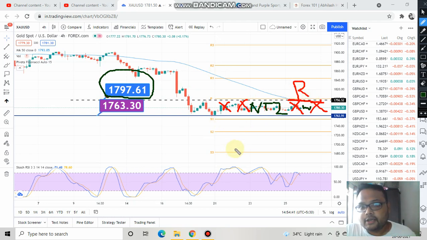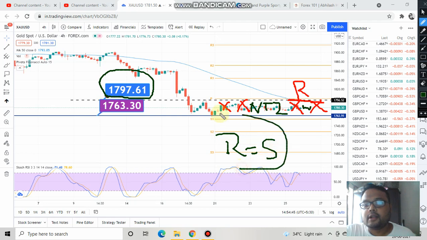Once you get the confirmation that yes, the resistance has become the support, now you can easily go for a buy order above this level. But you need to get the confirmation first. So only buy if the market trades comfortably above this level for 4 to 6 hours, then it is a buy order.